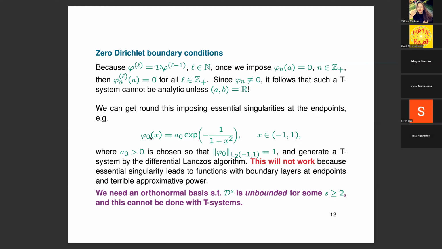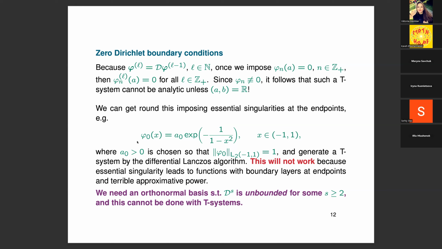For example, we can take phi 0 in minus 1, 1 of this form. This is a normalizing constant. And here we have exponential of minus 1 over 1 minus x squared. So it has essential singularity at plus 1 and minus 1. Yes, it is possible to use the Lanczos algorithm to obtain as many phi n's as you want.